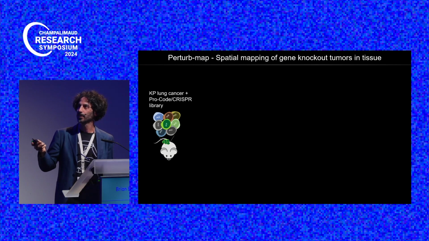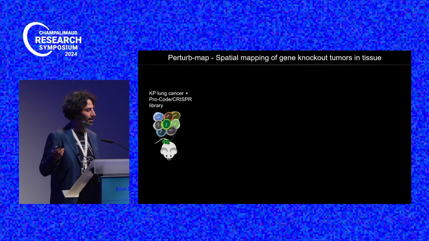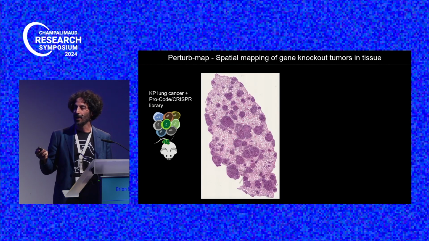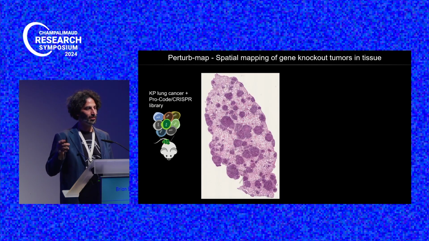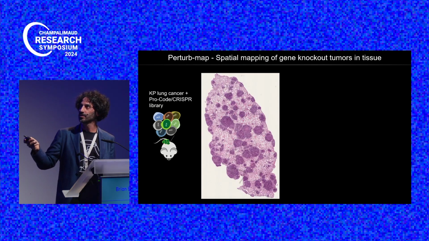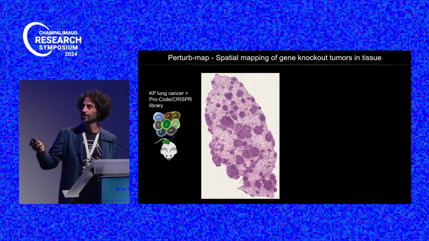So this is an example. Many of you may have seen this before. We took KP lung cancer cells, we put in a procode CRISPR library, and we inject mice. This is 120 different CRISPR knockouts. You can see that you have tumors all throughout. This is the H&E staining.